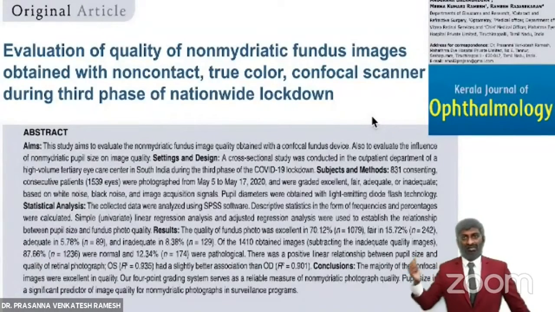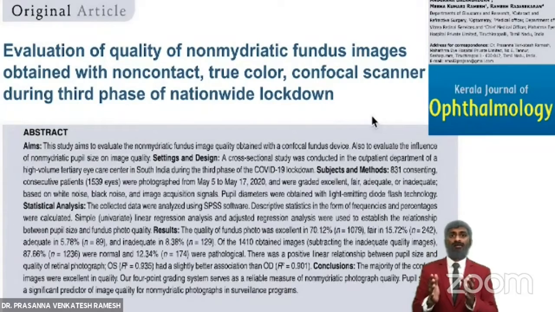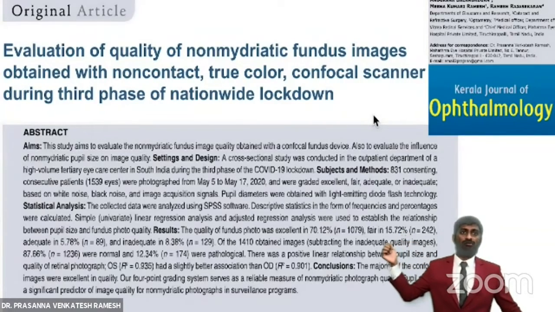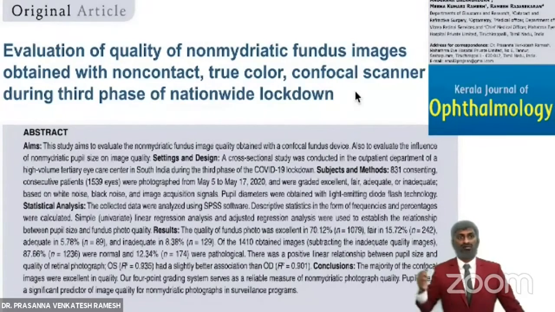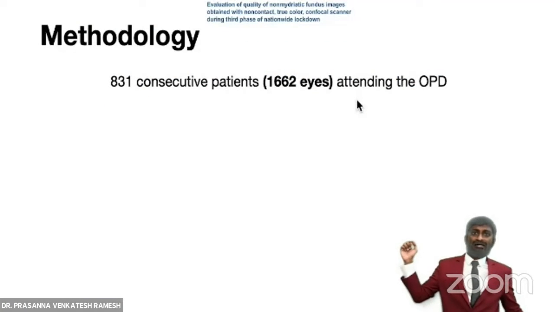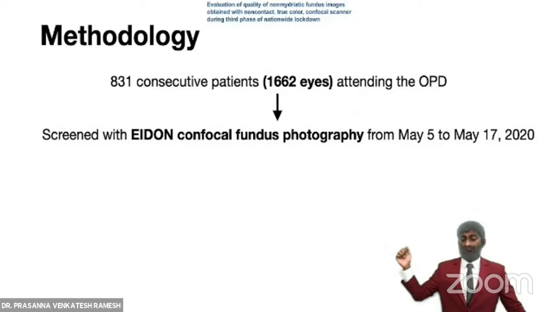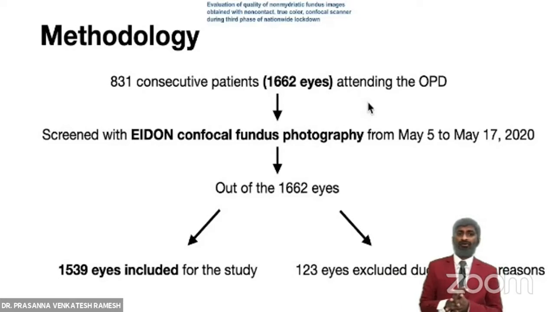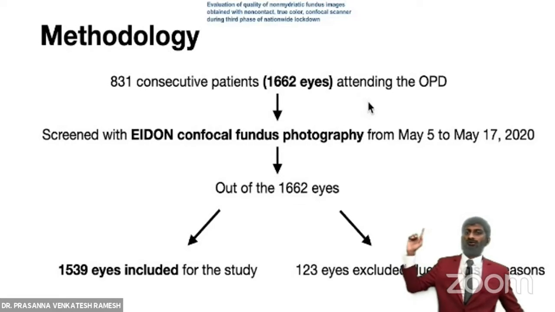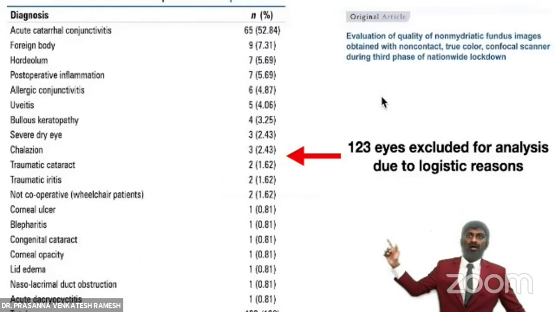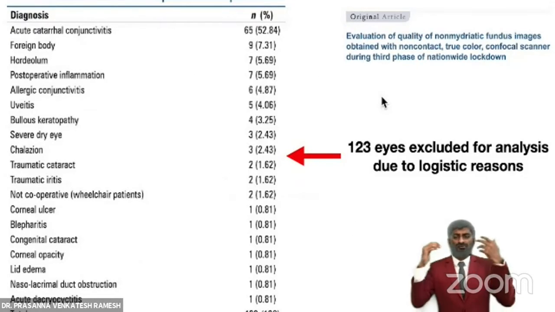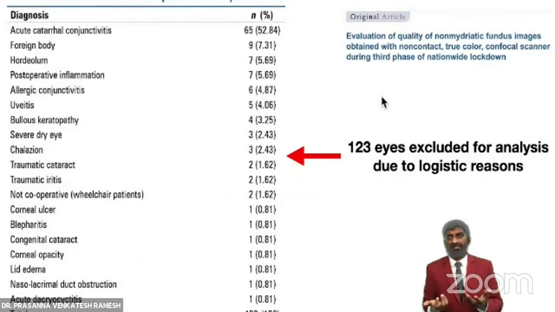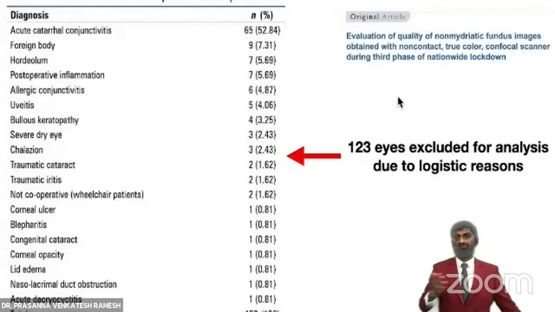Definitely we have to validate this, and that is where we evaluated the quality of non-mydriatic fundus images obtained with the non-contact True Color Confocal Scanner. This was something we did in the third phase of the nationwide lockdown. The article is now published in the Kerala Journal of Ophthalmology, where we had 831 consecutive patients, 1,662 eyes taken from May 5 to 17. 123 eyes could not be done due to logistic reasons, so only 1,539 eyes were included in the study. The 123 eyes were avoided because of ACCO, foreign body, that is acute cataract conjunctivitis, hordeolum, allergic conjunctivitis, blepharitis, and so on.